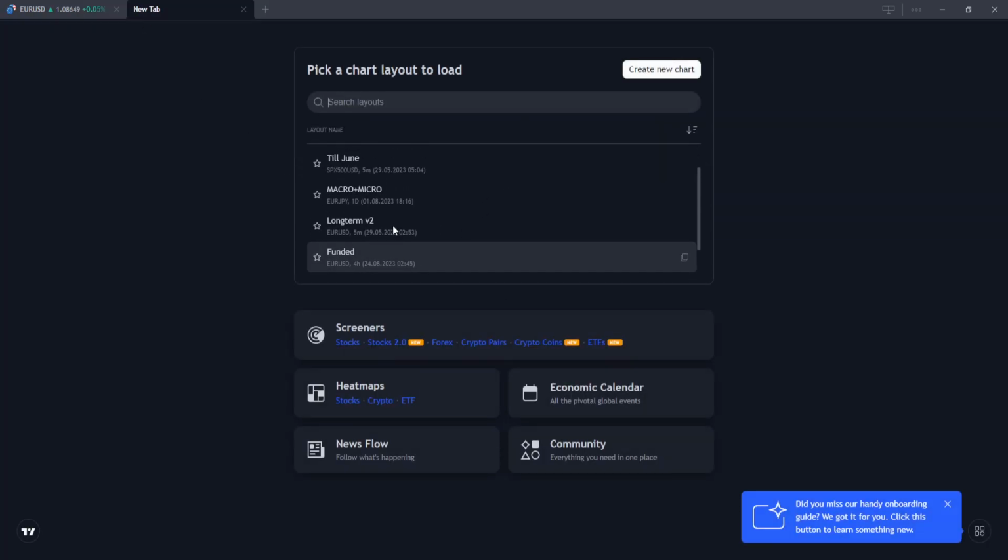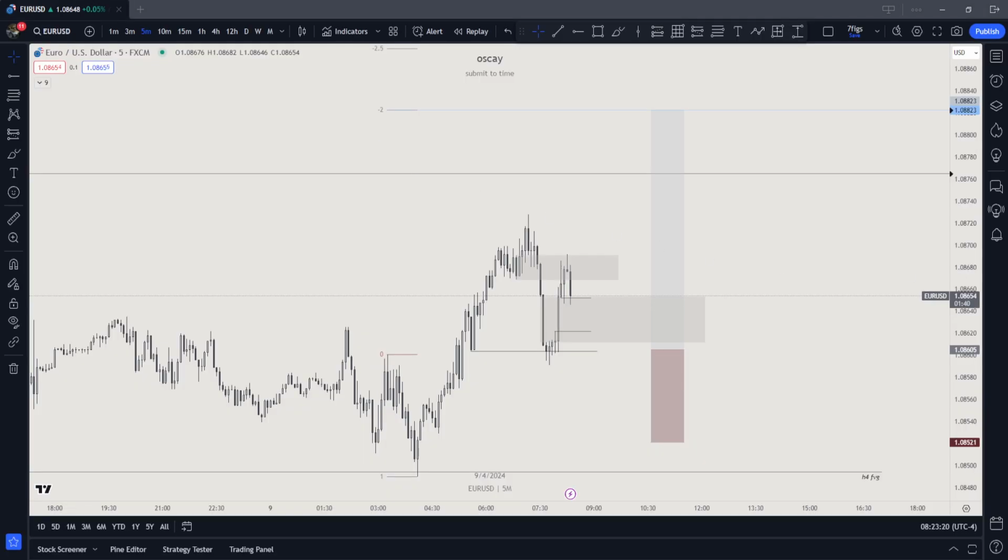You're gonna open up a new chart, so I can have DXY on my second screen.